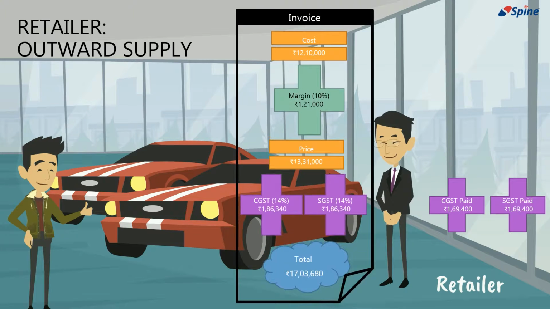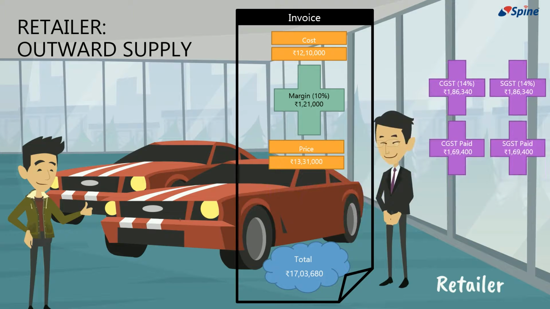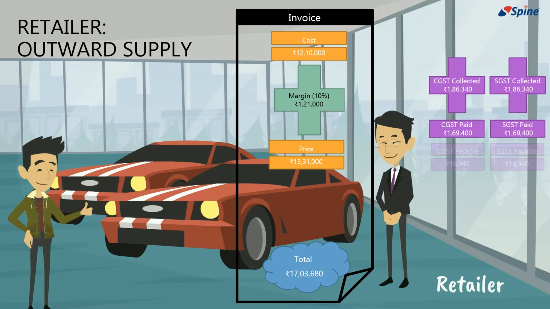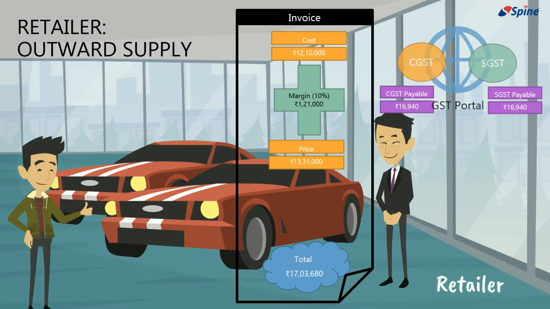Now, let's talk about the tax payable by the retailer. Summing the values of tax collected and paid, he has collected 3,72,680 in CGST and SGST, and had paid 3,38,800 to the distributor. So, he only has to pay the difference. Deducting CGST paid from CGST collected, and SGST paid from SGST collected, we get CGST and SGST payable, each 16,940. This is paid on the GST portal, in the respective CGST and SGST heads.